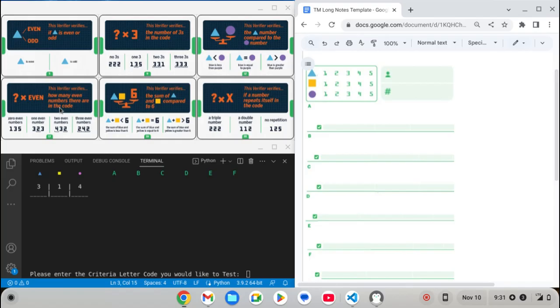Criteria card D again takes a look at our 3-digit solution, but this time it'll let us know how many of those digits are even. Are there no evens? Is there a single even? Perhaps 2, maybe even all 3 are even. Criteria card E will take a look at our first 2 digits, triangle and square, add them up, and compare the sum to the number 6. So should the sum be less than 6? Should it be equal to 6? Or should the sum be greater than 6?